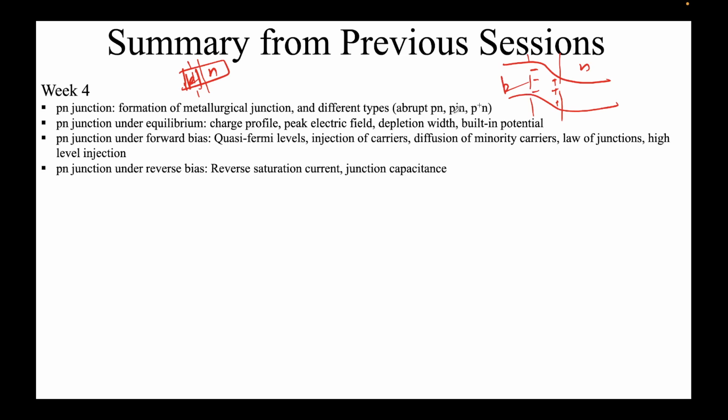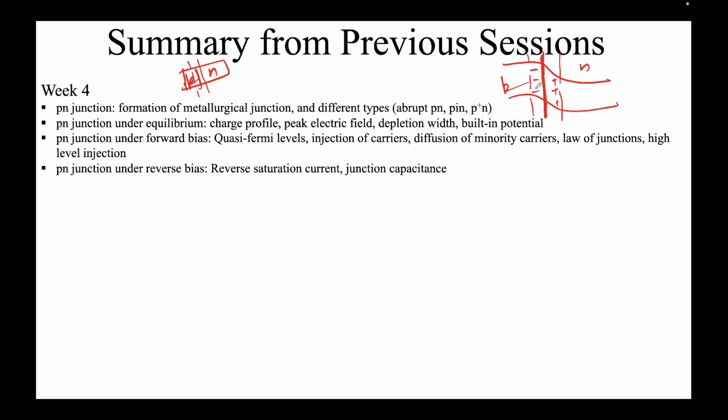There are other flavors like p-intrinsic-n. P plus denotes high doping on the p side. In that case, depletion will be predominantly on the n side. This was under equilibrium. We saw how the charge profile looks. For instance, you can see negative, positive charge. The peak electric field will always lie at the metallurgical junction, which I'll draw here in the solid line, right? And we saw the depletion width.